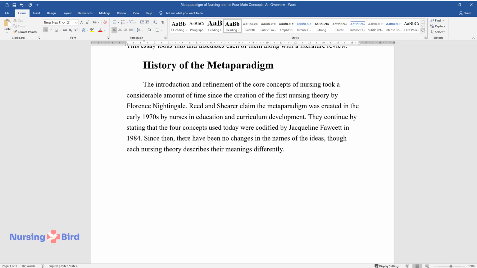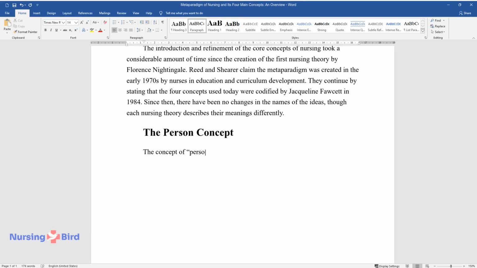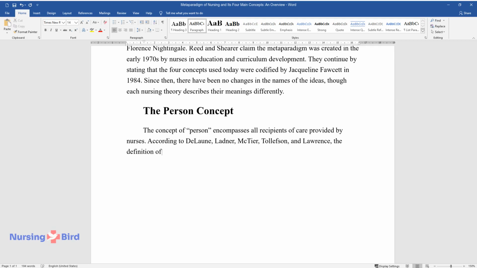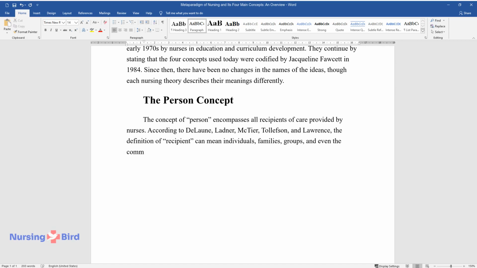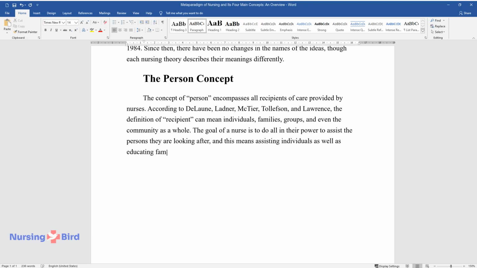The person concept. The concept of person encompasses all recipients of care provided by nurses. According to DeLaune, Ladner, McTier, Tollefson, and Lawrence, the definition of recipient can mean individuals, families, groups, and even the community as a whole. The goal of a nurse is to do all in their power to assist the persons they are looking after, and this means assisting individuals as well as educating families or spreading information to the wider community.